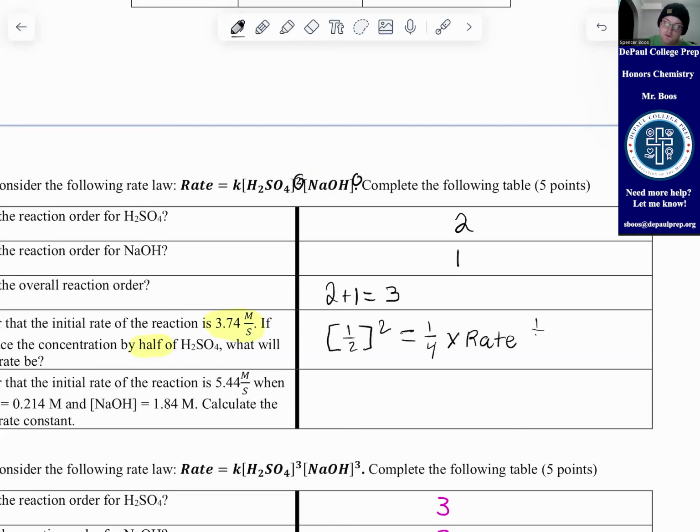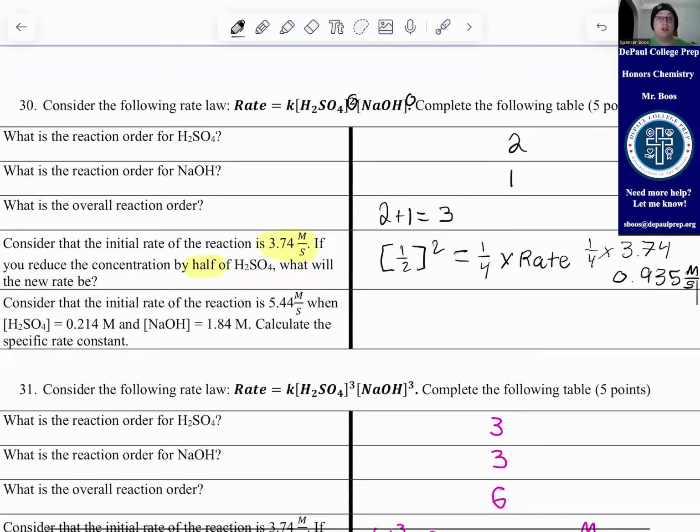So we do 1/4 times 3.74. So 0.25 times 3.74. And I get the new rate is equal to 0.935 M per second.